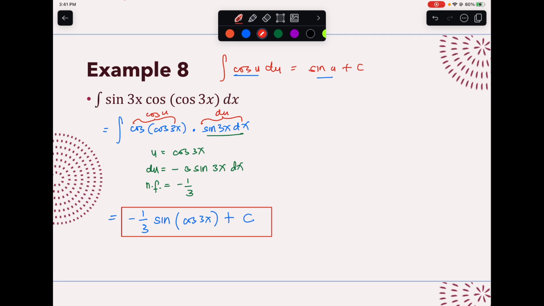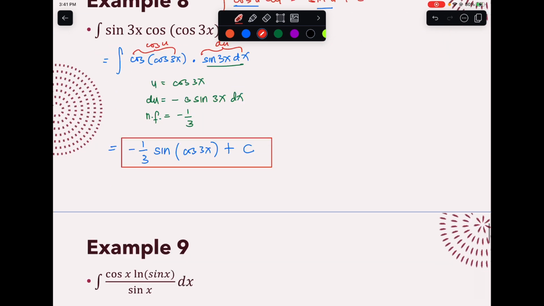So in this case, our u, or the angle, is a trigo function, that is cosine 3x. So sine 3x, cosine of cosine 3x dx. Okay, so that's the 8th example.